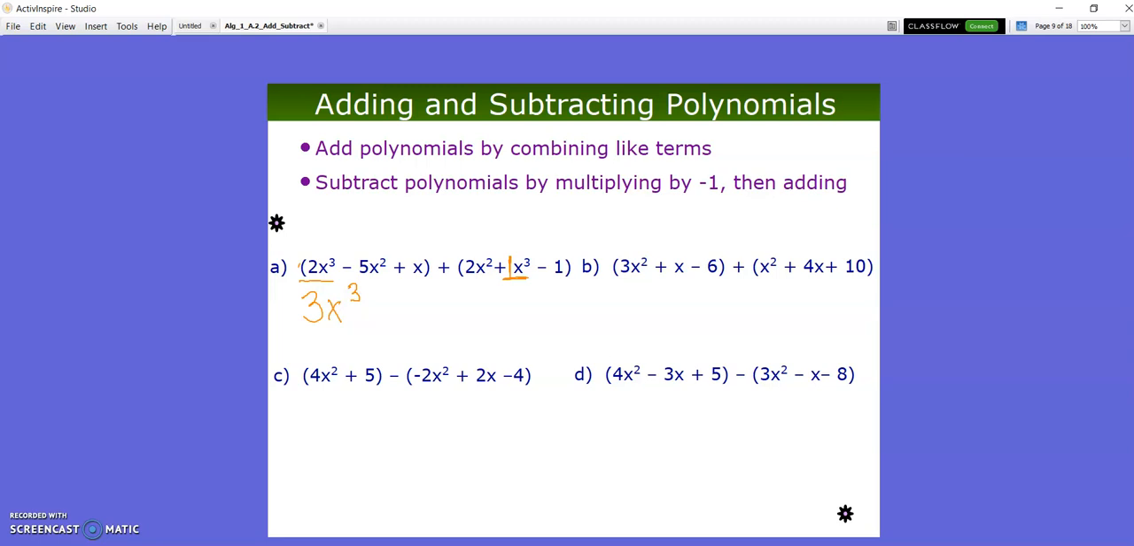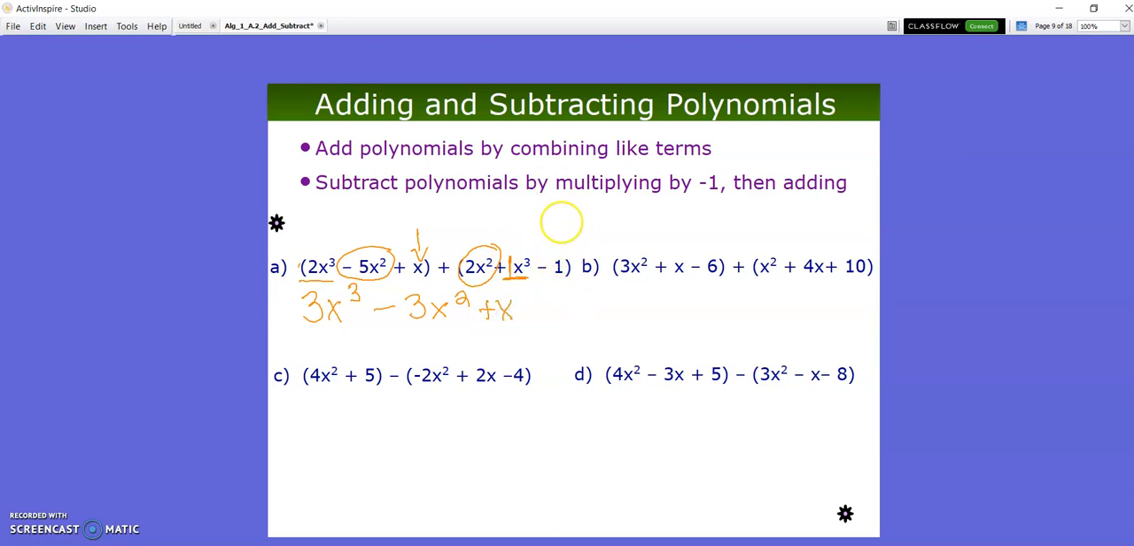I'm going to take a look at my x squareds. Here I have a -5x squared with a positive 2x squared. When I add those together, I get a -3x squared. I want to look at my next exponent. It's right here, it's a 1. Do I have any other x's to the 1st power? Nope. So I'm just going to bring that down in my answer.